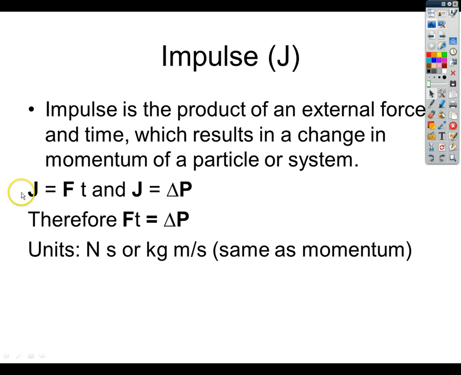So this is the symbol for impulse. It's J instead of I. I typically we use for current, so we won't use I here. We're going to use J instead. Force is just F and time is T.